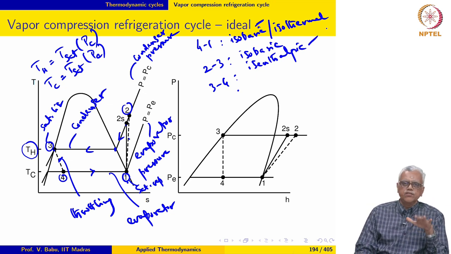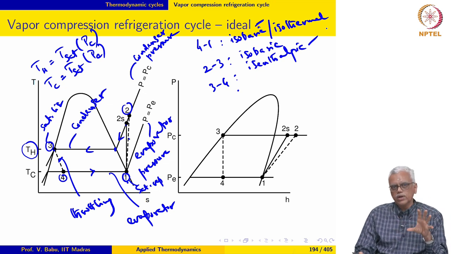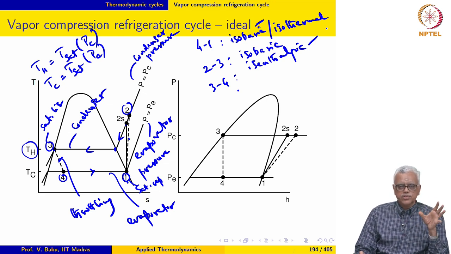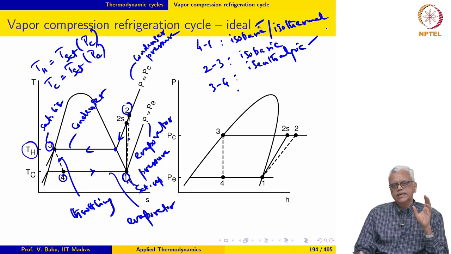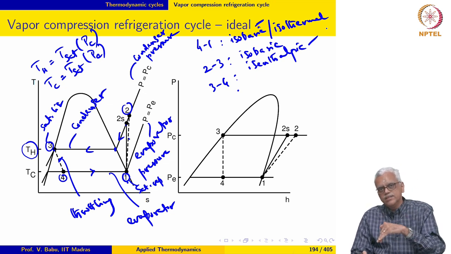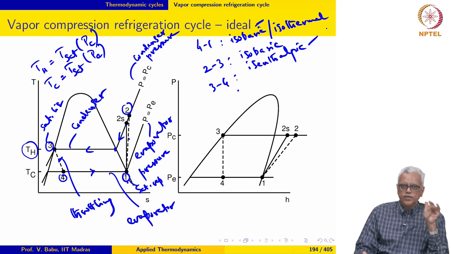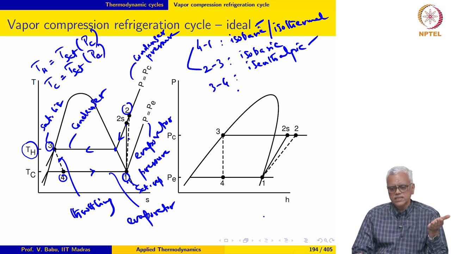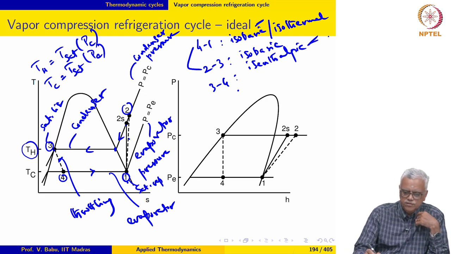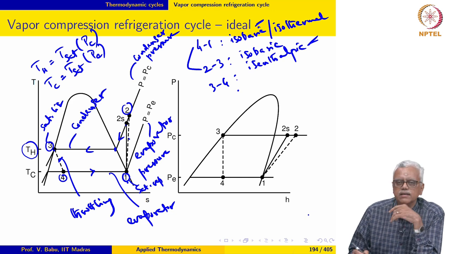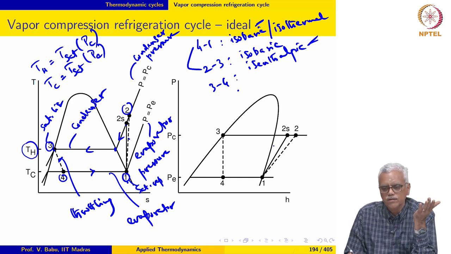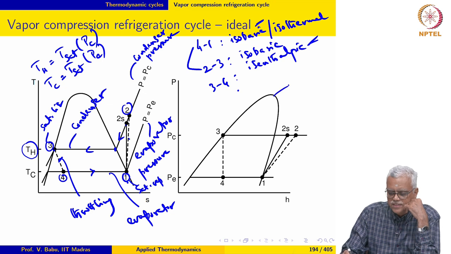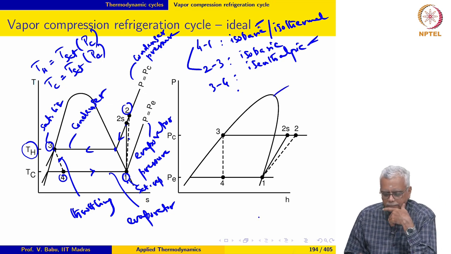So which means if I choose P and H as coordinates, then the constant pressure processes will be straight lines in a pH coordinate space, and the third process, which is the throttling process, will also be a straight line aligned with the axis. So if I use pH coordinates, then these two processes will be aligned with one coordinate axis, and this will be aligned with the other axis, which is why we would like to illustrate the vapor compression refrigeration cycle in a pH diagram also, and this is extensively used in the refrigeration community.